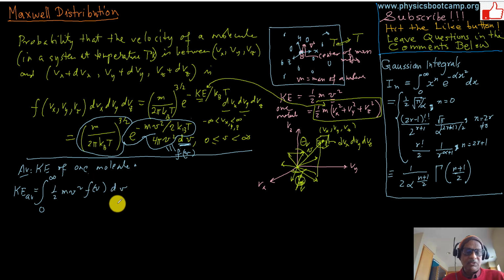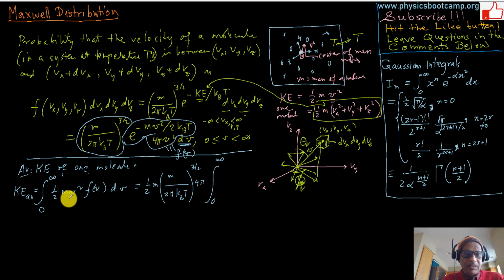And this is an integral you have to do. Let's write down this: half m, and this whole thing m over 2 pi kBT to the power 3/2, and then 4 pi. An integral is going to be 0 to infinity.